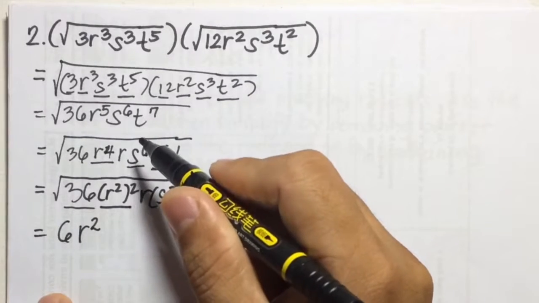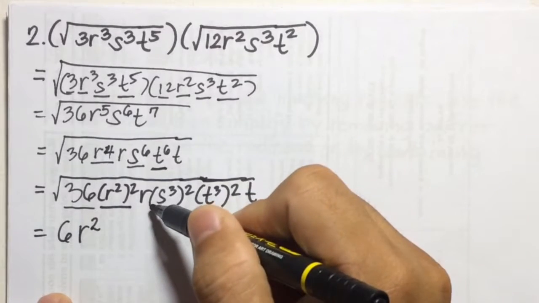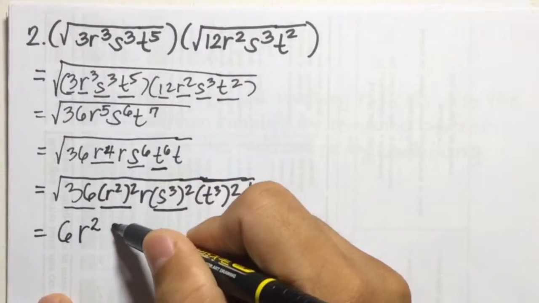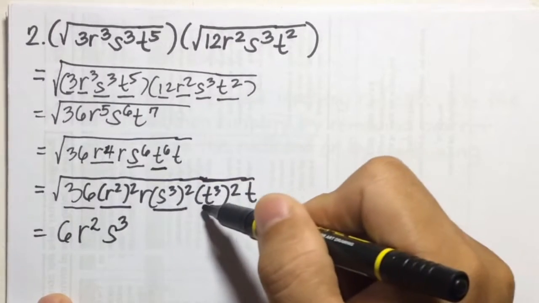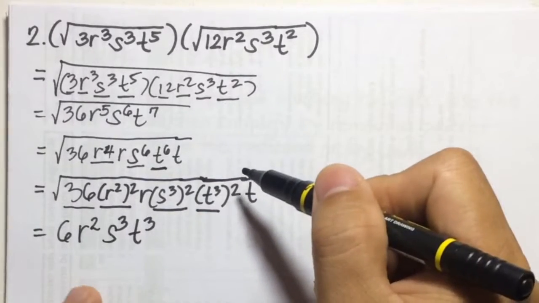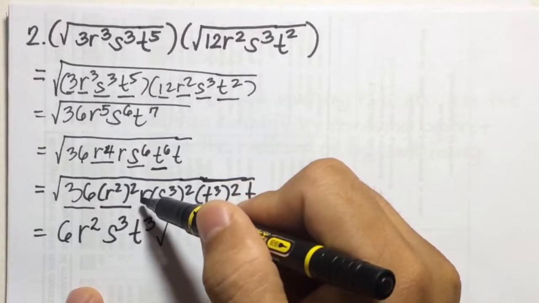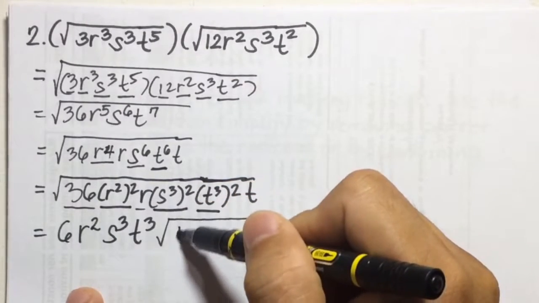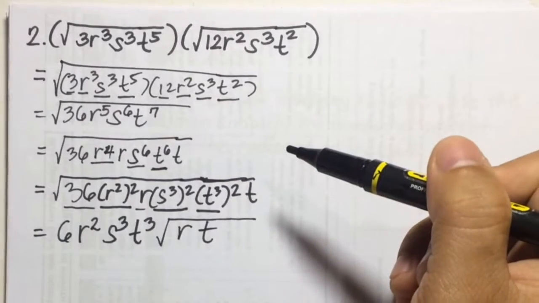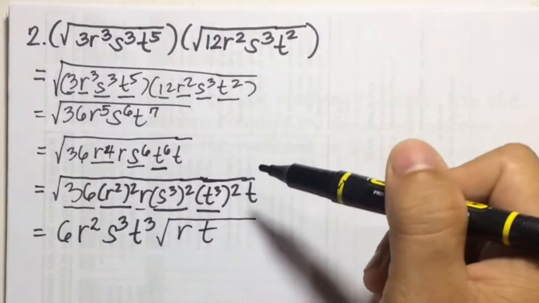Applying nth root of a raised to the power of n equals a. And also this one is a perfect square, so we're going to have this one outside, that will be s cubed. Then this one is also the same, this is t cubed. Then times the square root of the remaining terms, r and t. So the answer will be 6r squared s cubed t cubed times the square root of r times t.